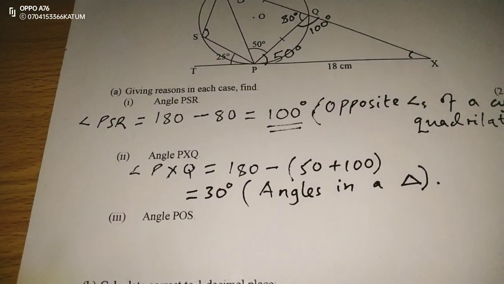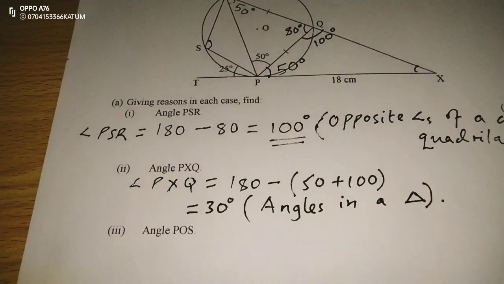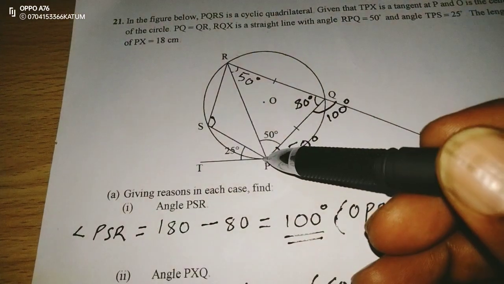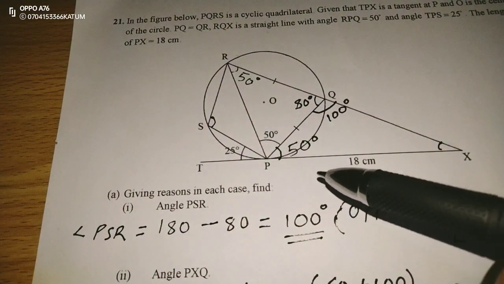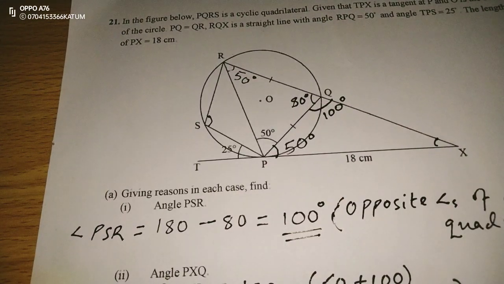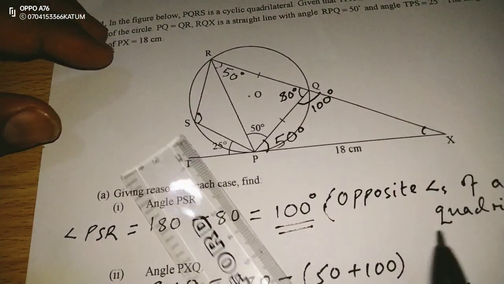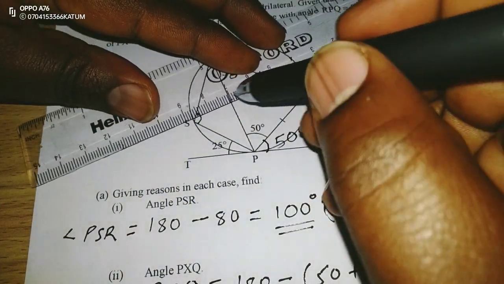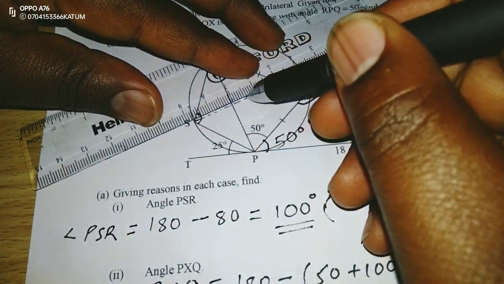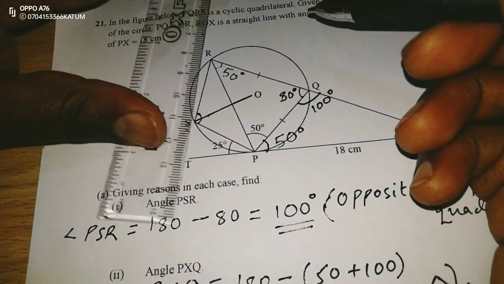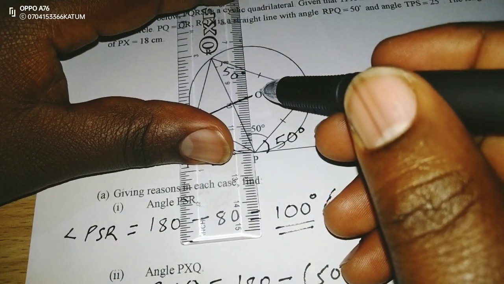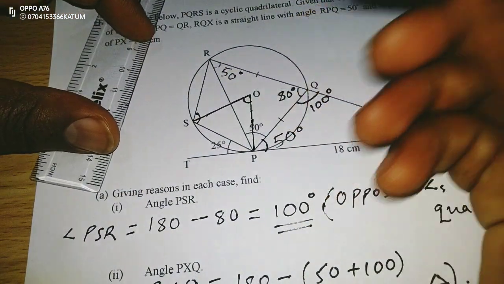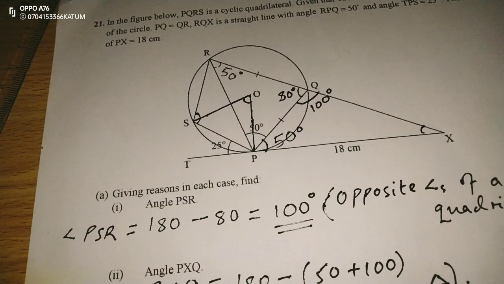Then finally, another angle here is angle POS. The angle POS should be produced first of all. The angle being referred to as POS is going to be this one. We need to connect this one to the center. This one also to the center to give us the angle we are mentioning, POS. That is the angle we desire to calculate.